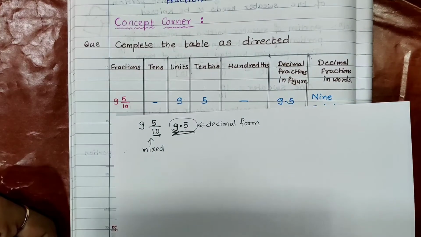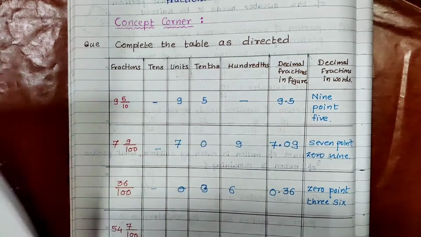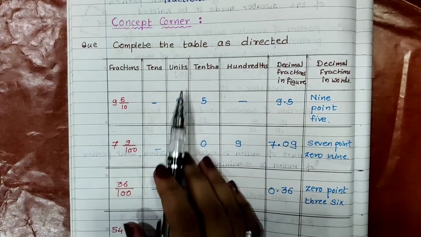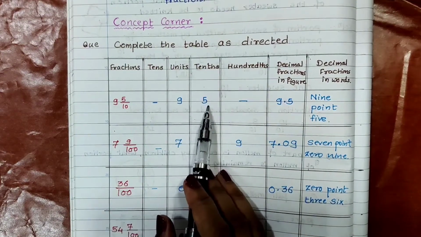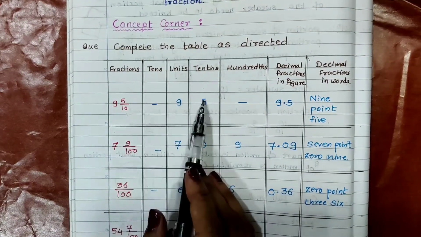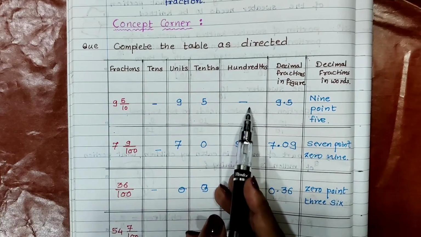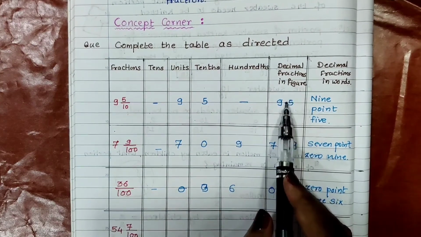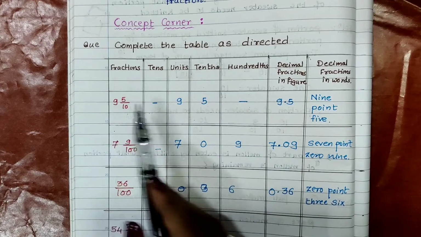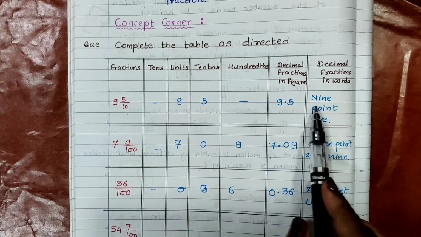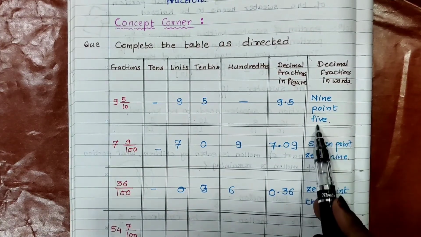Okay. So in this way we have to write this. Then 9 is at units, 5 is at tens. 5 upon 10 means 5 is at tens. Then hundreds place nothing is there. In decimal fraction, how to write this figure? 9.5. And in words we have to write it as 9.5.